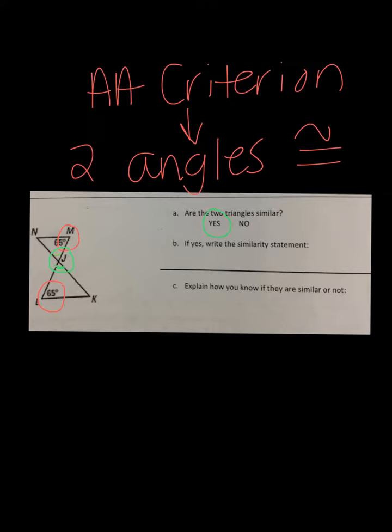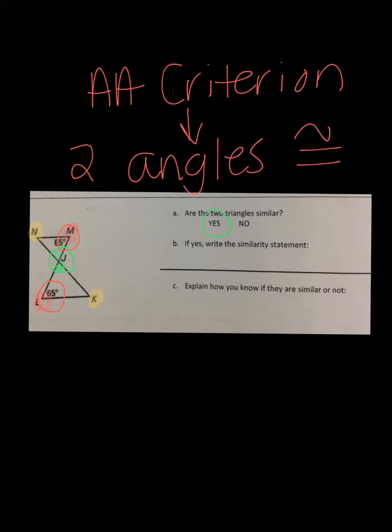So what I want to do, since I know that they're similar, is highlight the angles so that I can see the ones that are congruent to one another. So I know that K is congruent to N because they were the two angles that were left over. I know that J is congruent to J because they're vertical angles. And I know that M is congruent to L.